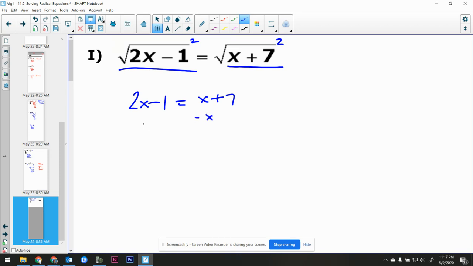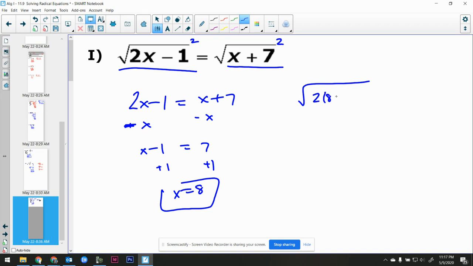I get rid of the little guy, the x here. Oops, that's a minus x, sorry. So I get x minus 1 is equal to 7. And then I add 1 to both sides. I get x is equal to 8. There's my answer. Don't believe me? Check our answer. 2 times 8 minus 1. Oops, sorry, parentheses should go there. Is equal to 8 plus 7. So I've got the square root of 15 is equal to the square root of 15. So that does check out. That's a check mark. Okay, let's do a couple more.